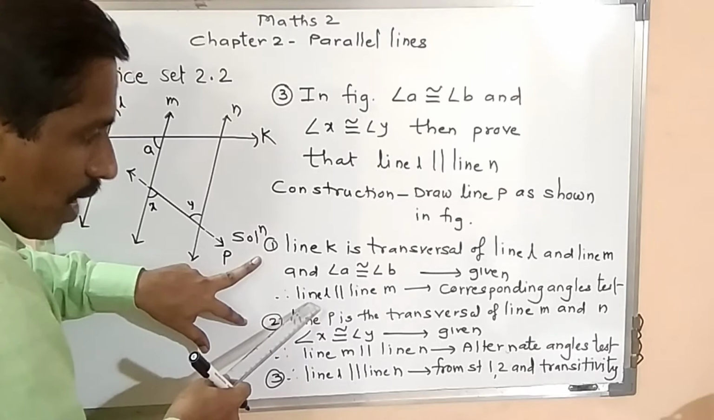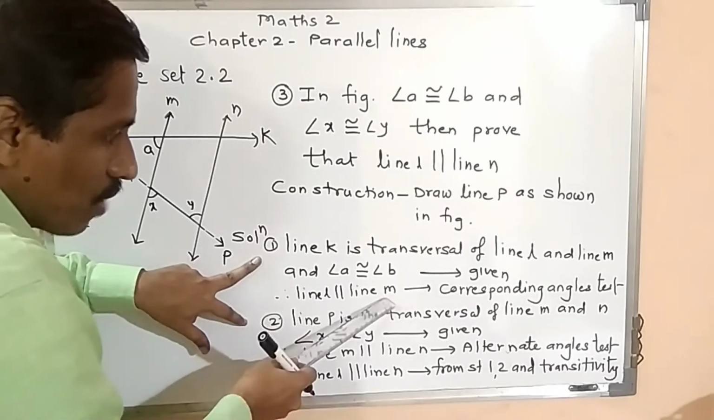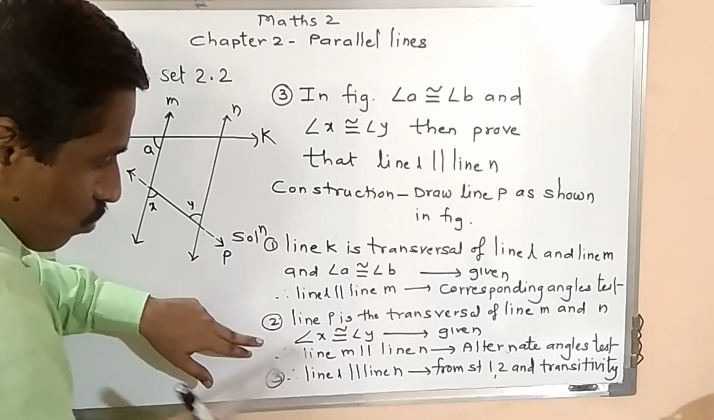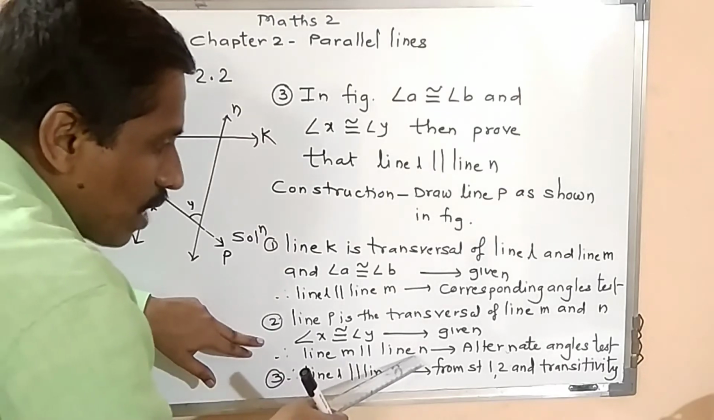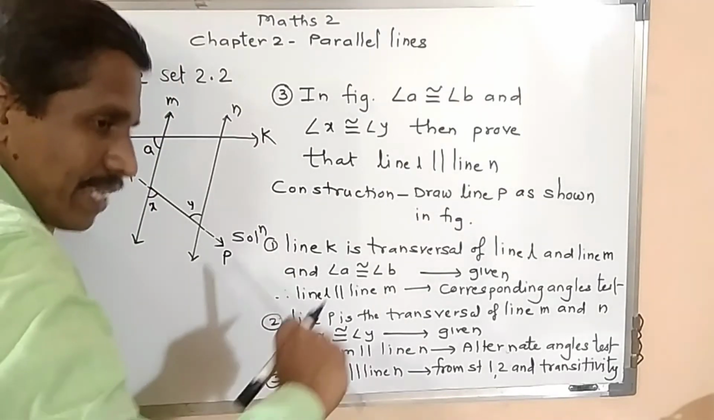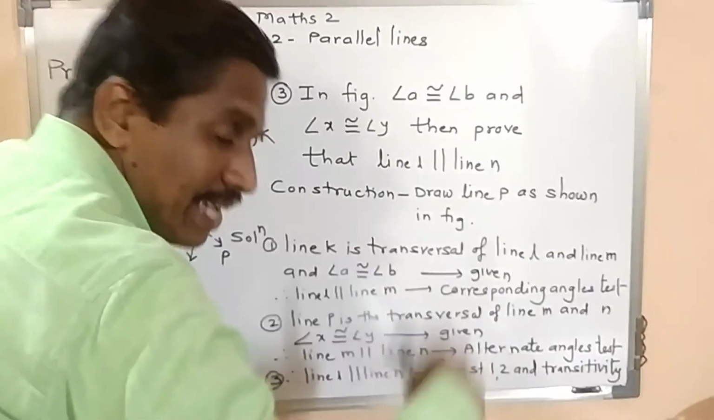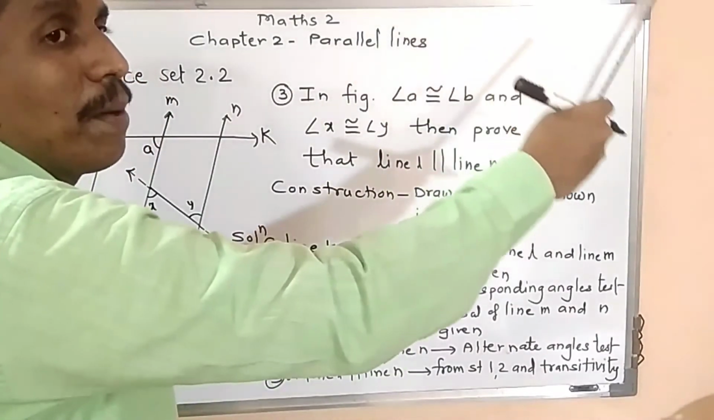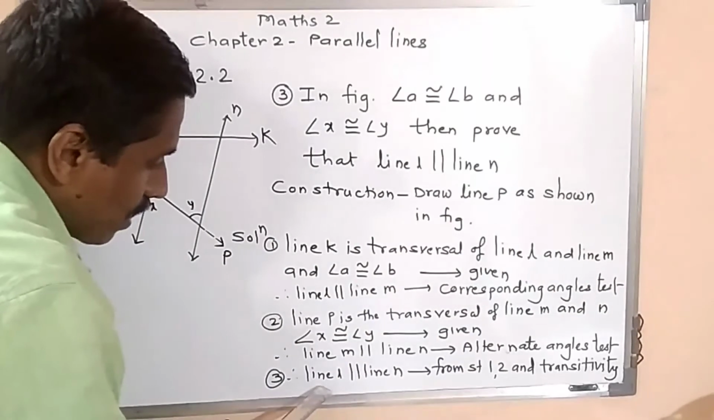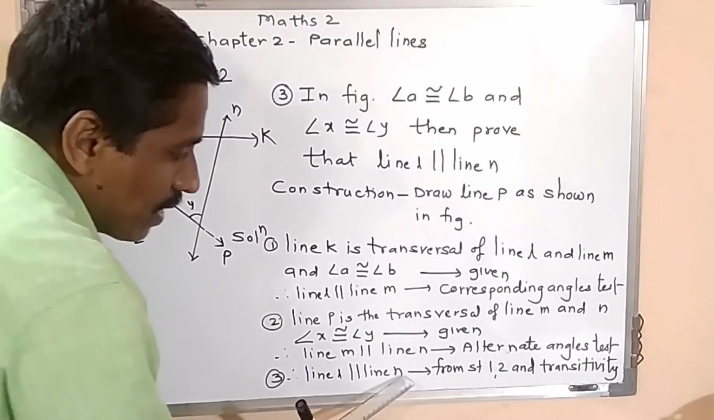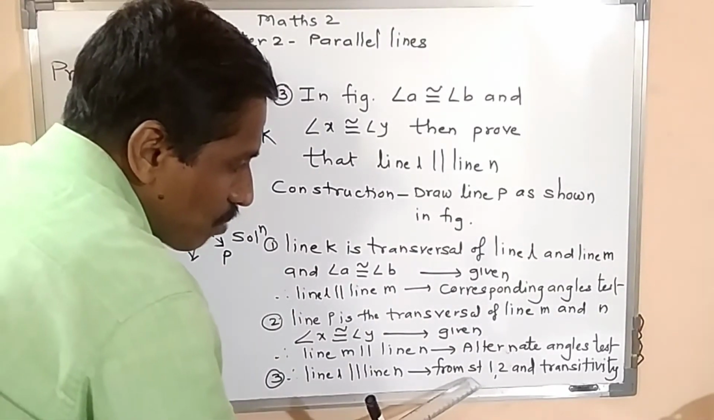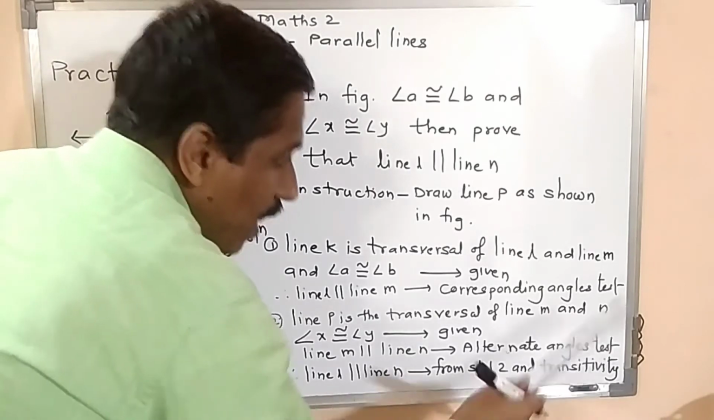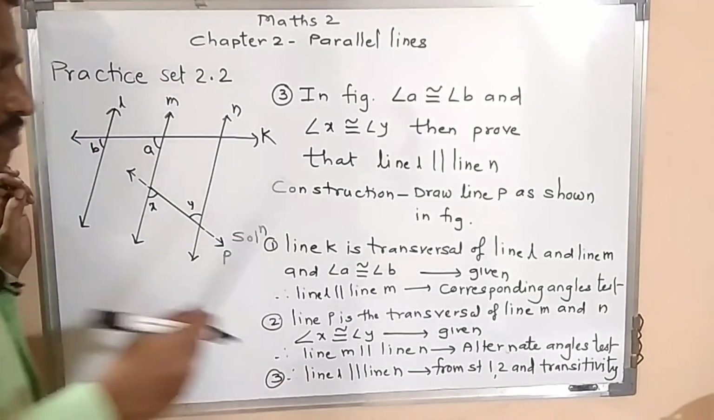And therefore, from statement number 1, I am getting line L is parallel to line M. From statement number 2, I am getting line M is parallel to line N. The first line is parallel to the second line, and the second line is parallel to the third line. Then by transitivity, the first line is parallel to the third line, and therefore line L is parallel to line N. Reason is from statements 1, 2 and transitivity.